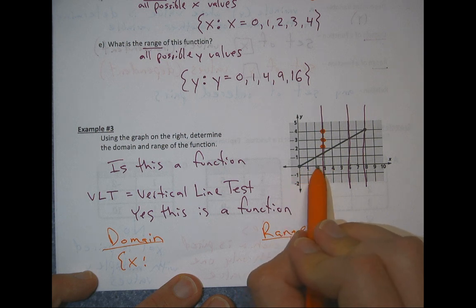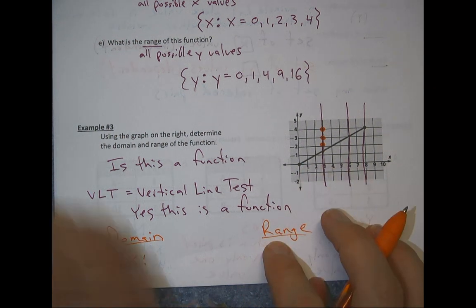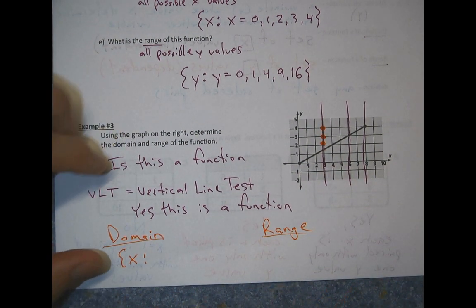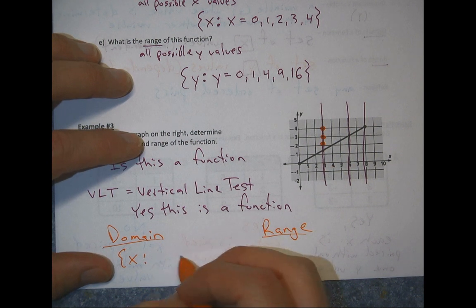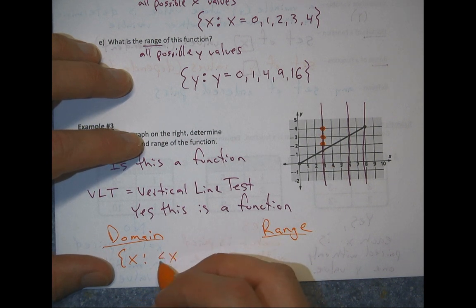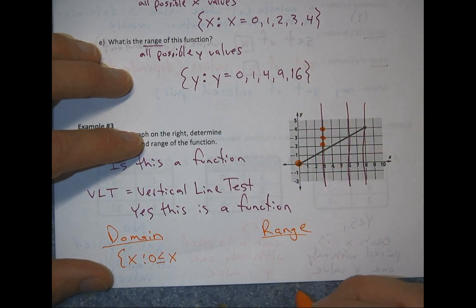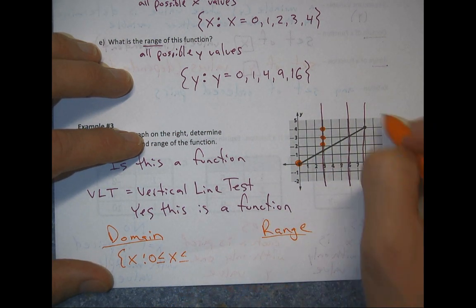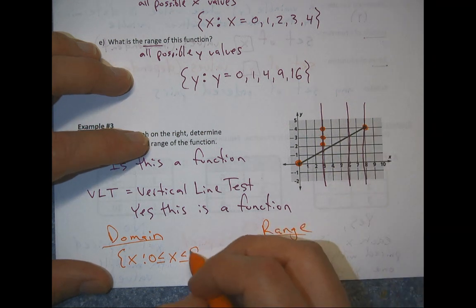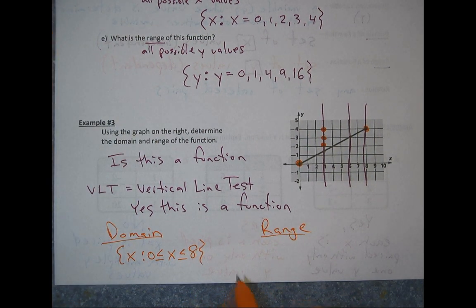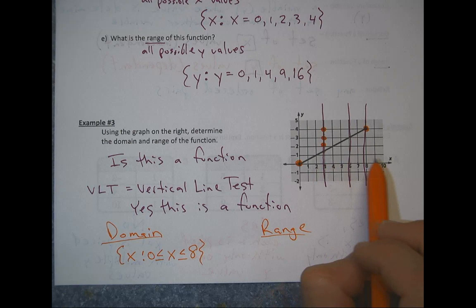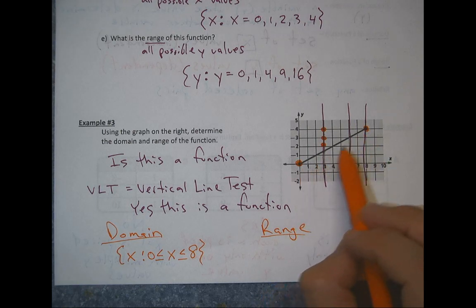Everything between 1 and 2 is a possible answer because that line exists there. And so when we write our domain, we have to include those. So we're going to write it like this. X is everything greater than or equal to 0, because that comes from right here, and everything less than or equal to 8. So not just the whole numbers between 0 and 8, everything, including your fractions and your decimals.